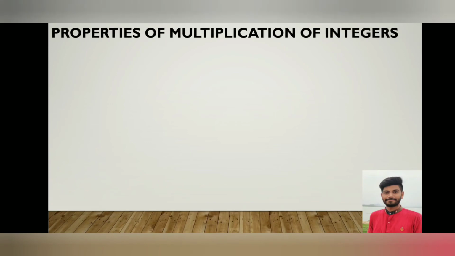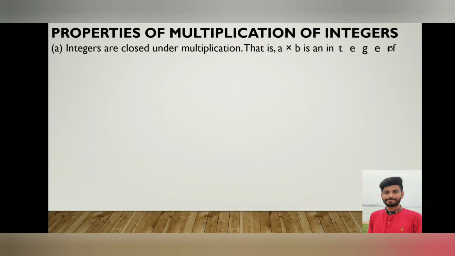Okay, let's see now. Next topic, the properties of multiplication of integers. These are the same properties as we have learned in addition and subtraction of integers. So I will explain this in brief. First property is the closure property. Similarly, for multiplication of integers, integers are closed under multiplication, that is, a multiply b is an integer for any two integers a and b. So if we multiply two integers, we will get our answer, which is always an integer. That means integers are closed under multiplication.